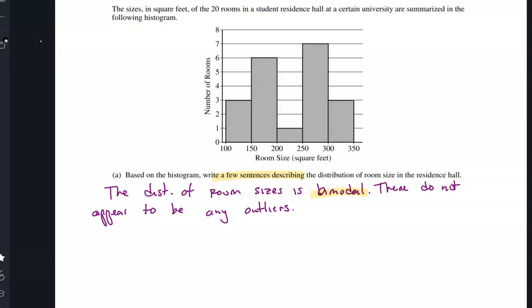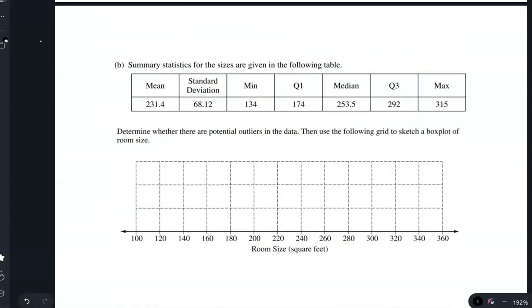Now, in terms of a measure of center, we do have some statistics on the next page. You'll notice that they give us our median and our mean. Since this is such a funny distribution, it's bimodal, not symmetric, even though it doesn't have outliers, we would probably use our median as our measure of center. So a typical room size would be about 253.5 square feet.